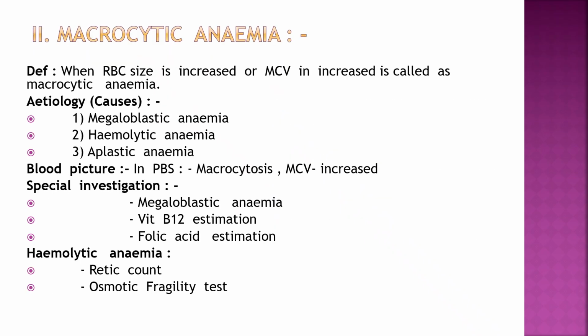Macrocytic anemia is when the RBC size is increased, or MCV is increased to more than 100 femtoliters. Causes can be megaloblastic anemia, hemolytic anemia, or sometimes aplastic anemia. In the peripheral blood smear, we can see increased RBC size, that is macrocytosis. Then special investigations can be done according to the cause: for megaloblastic anemia, vitamin B12 or folic acid estimation; for hemolytic anemia, retic count or osmotic fragility test.